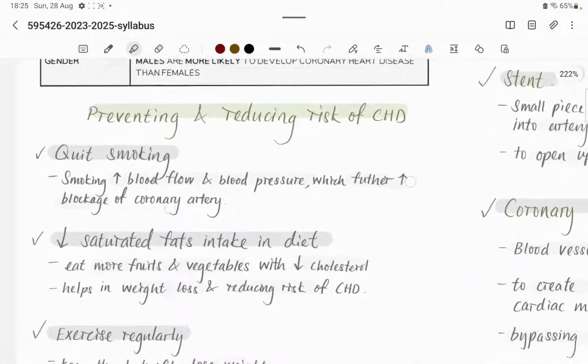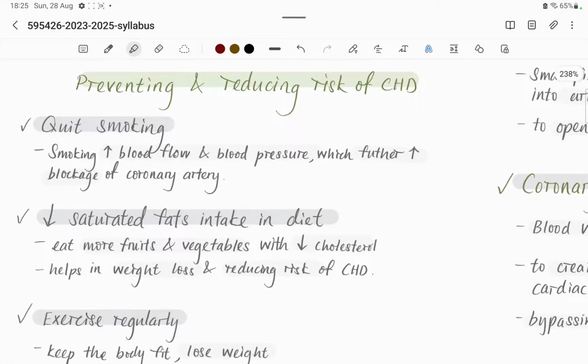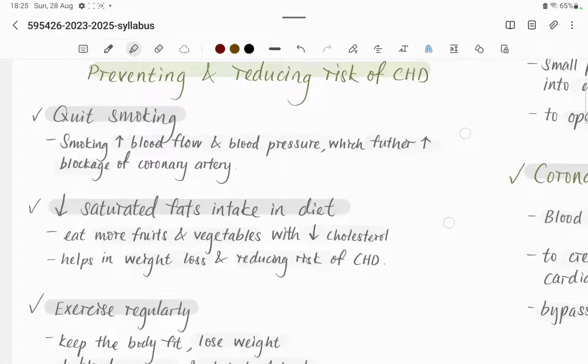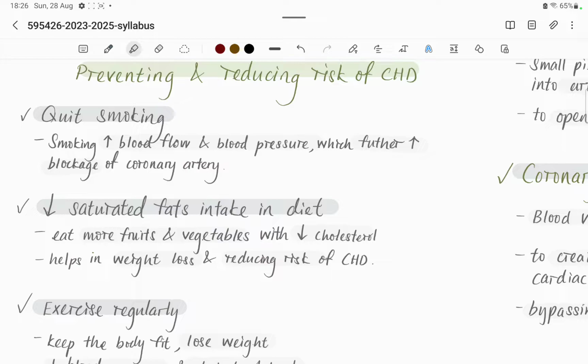Okay, we look at preventing and reducing risk first. Quit smoking. Why? This one you can straight away write if they ask you how to reduce the risk or how to prevent CHD. So quit smoking and then explain, because smoking will increase the blood flow and blood pressure. This will actually further increase the blockage of the coronary artery.